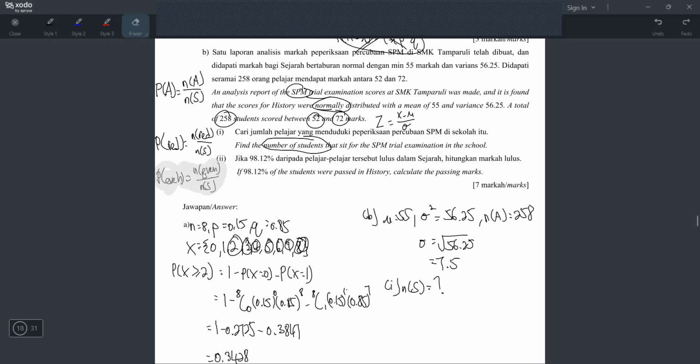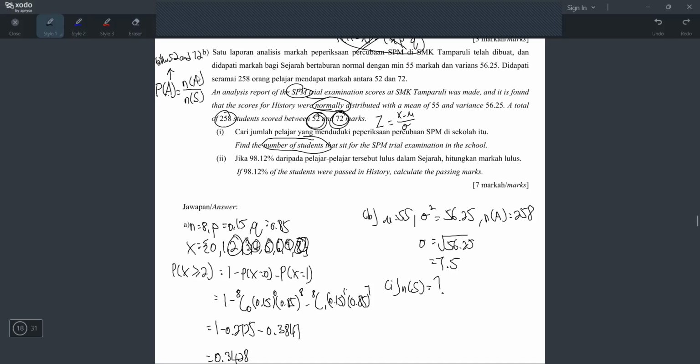It means now I'm not finding NA, the NA is actually 258. Why? Because they say 258 students scored between 52 and 72 marks. So my A now is the students that scored between 52 and 72 marks. But I don't know the NS. I don't know the total.